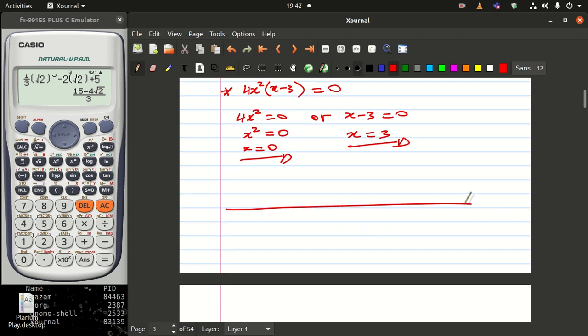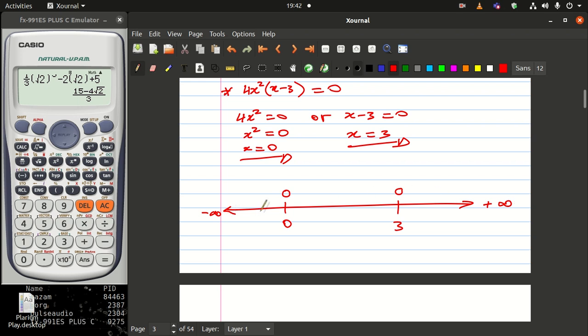Once you have critical points, you can draw your nice number line, and then you mark your critical points. How many of them? We have 2. The first one is 0, the other one is 3. Of course, we don't include these points because at those points the first derivative is equal to 0. And then we know that this one goes all the way until it arrives at negative infinity. This one goes all the way until it arrives at positive infinity.